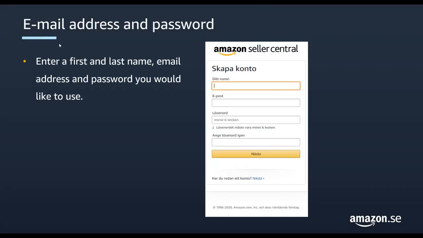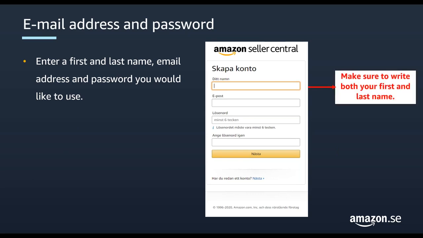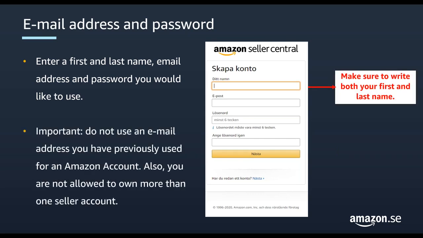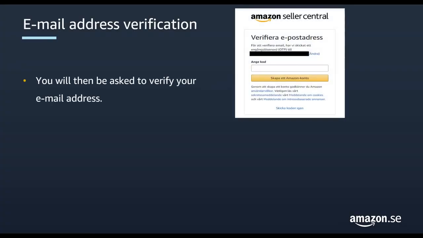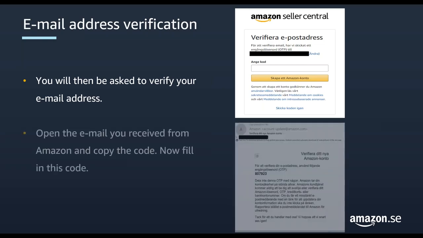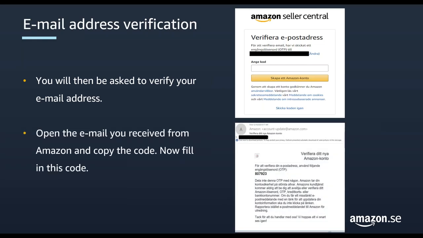To create a new Amazon seller account, enter first and last name, email address, and password you would like to use. Then select Next. It's important that you do not use an email address you have previously used for an Amazon account, as you're not allowed to own more than one seller account. You will then be asked to verify your email address. Open the email you received from Amazon, copy the code, and fill in this code.